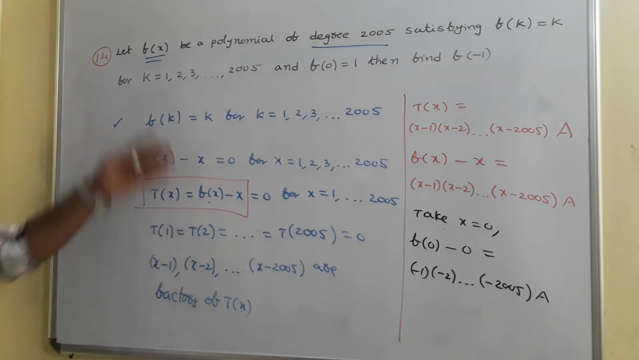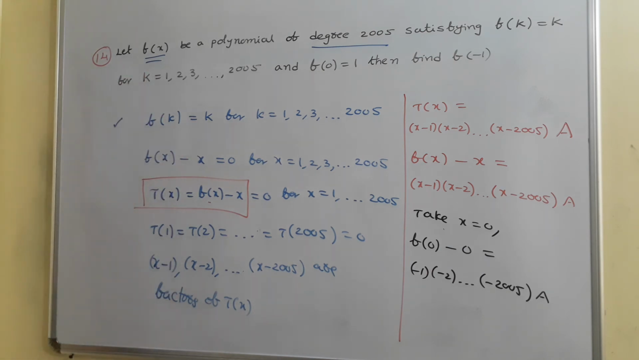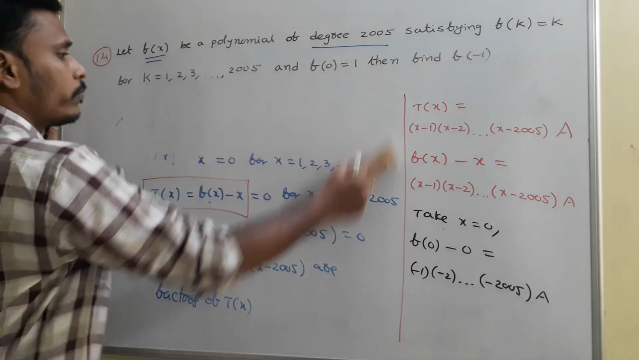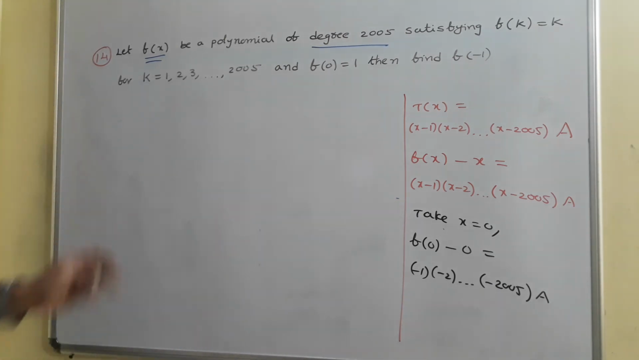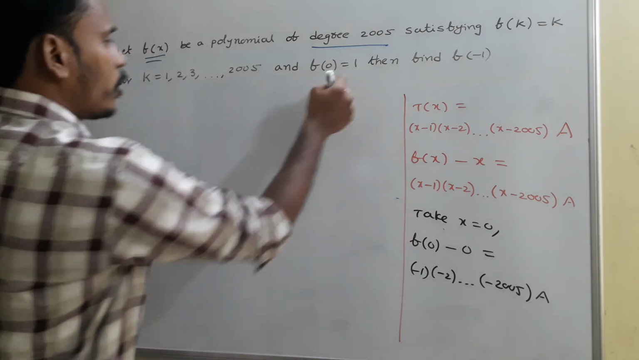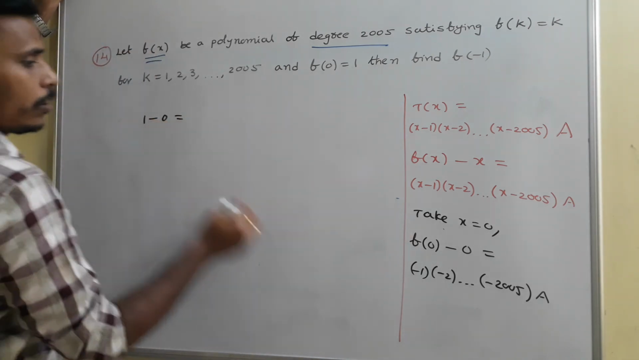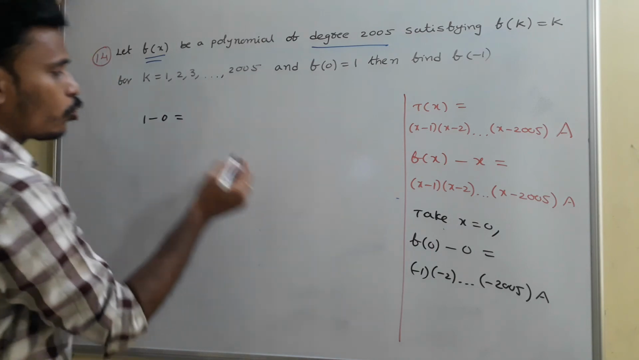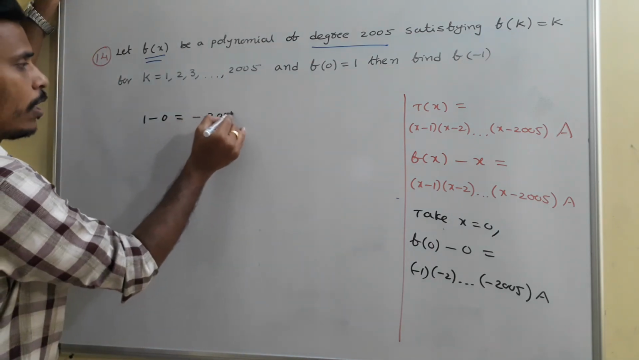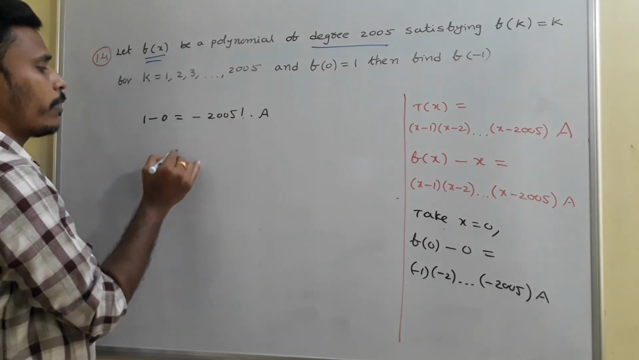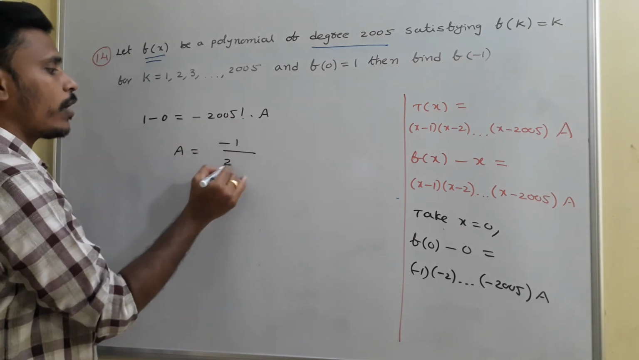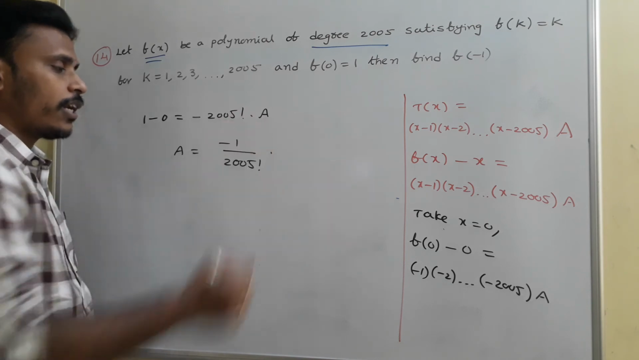I am erasing this for space concerns. You just have a screenshot. Right, that's good. Now, what is f of 0? That is 1. 1 minus 0 equals minus 2005 minus terms, so minus into the multiplication of 1 into 2 into 2005, which is 2005 factorial, into a. So a equals minus 1 by 2005 factorial.